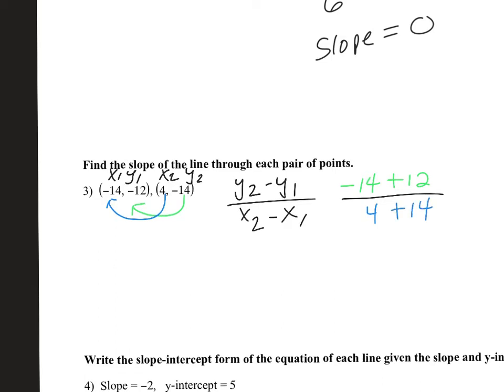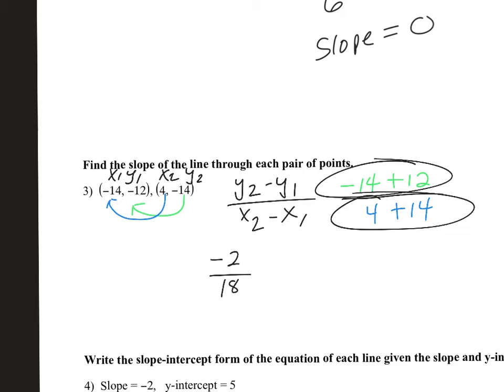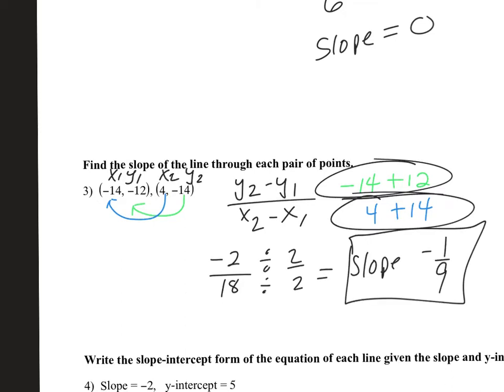So now I just need to evaluate. Negative 14 plus 12 is negative 2. 4 plus 14 is 18. And there are several of you who stopped here. Remember, you always need to simplify. Both of these are divisible by 2, so our simplified version of the slope is negative 1 over 9.